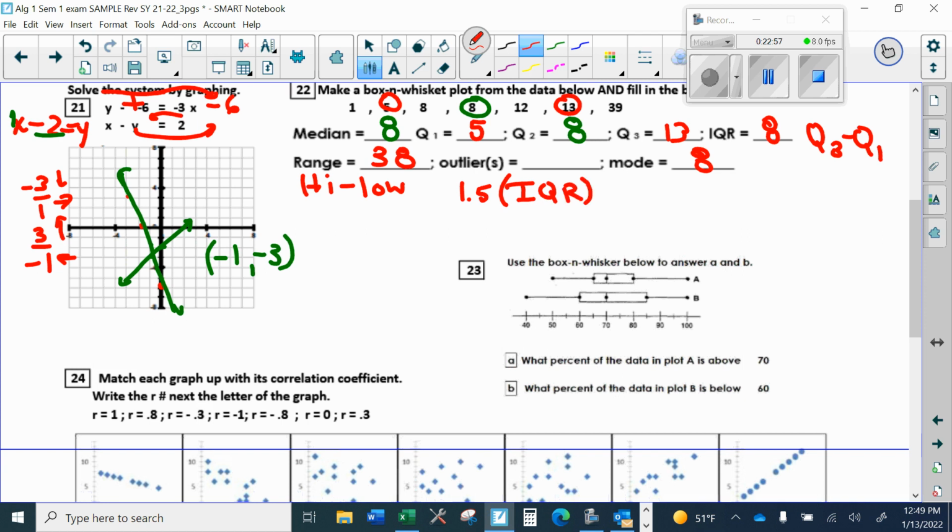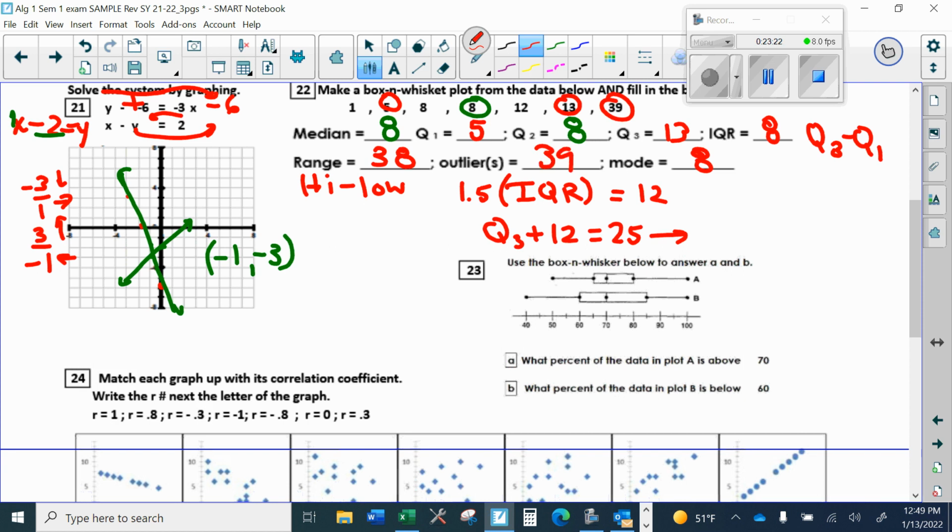So IQR is 8 times 1.5 is 12. After I get that number, I do Q3 plus 12. So Q3 was 13. 13 plus 12 was 25. So anything greater than 25 is an outlier. 25 and up is an outlier. So notice 39 would be an outlier.